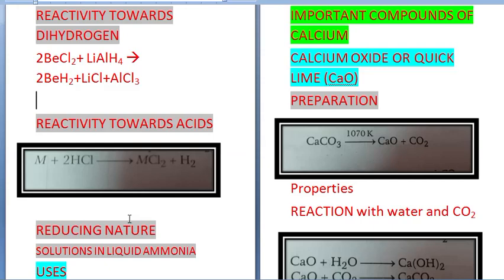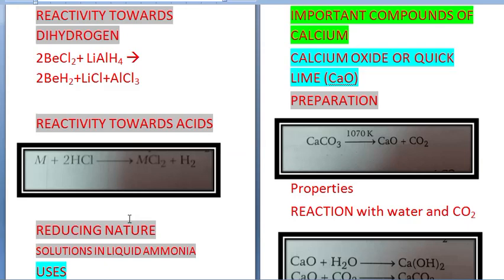That is indicated by a large negative value of their reduction potential and low ionization energy, but they are weaker reducing agents than the corresponding alkali metals. The reducing nature of beryllium is due to the large hydration energy of the small beryllium Be2+ ion.